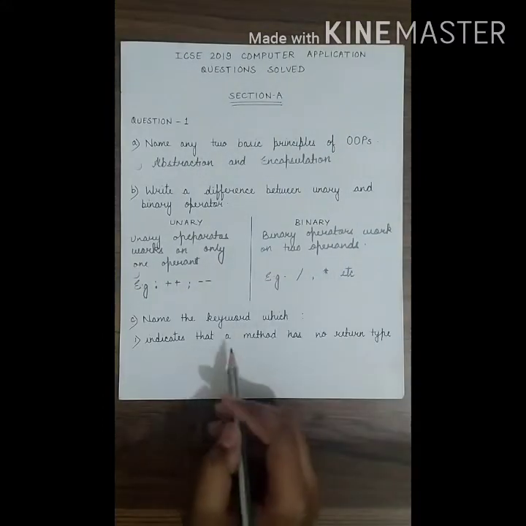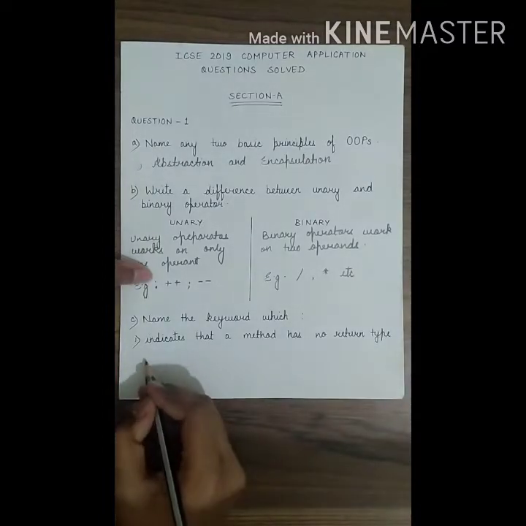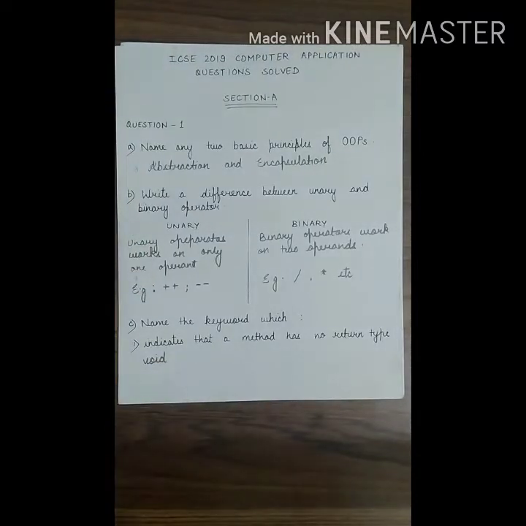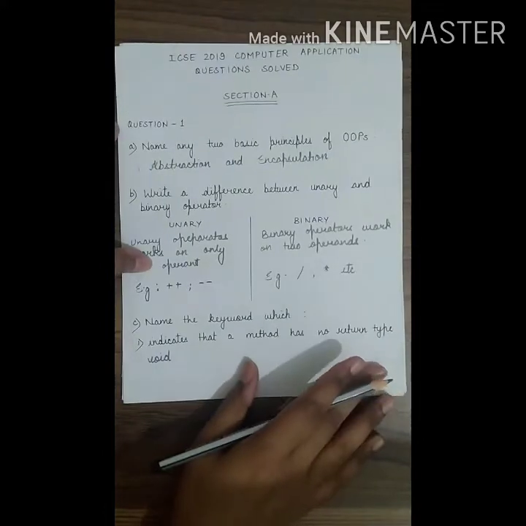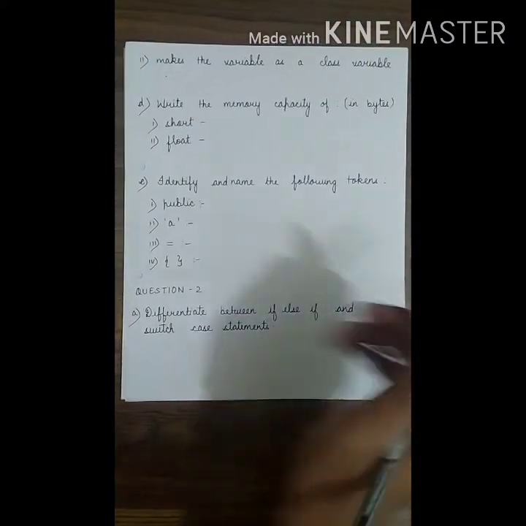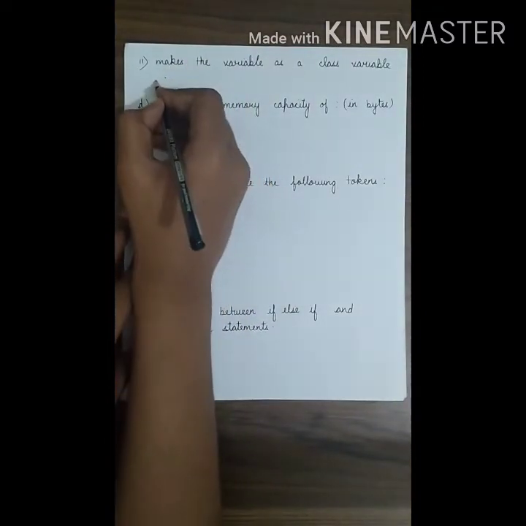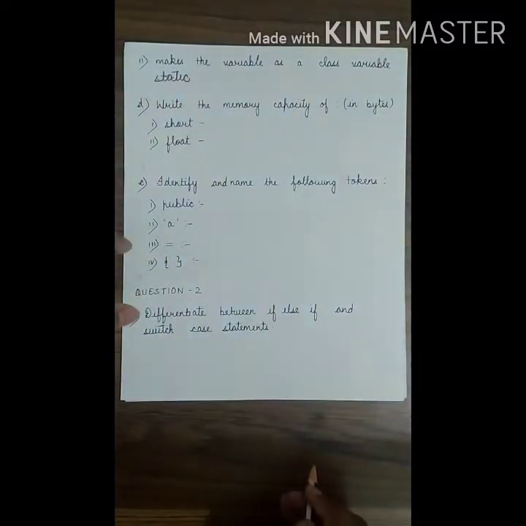Keyword which indicates that a method has no return type. We know that it is the void data type. Void indicates that the method has no return type. Now the second one is the keyword that makes the variable a class variable. So the keyword is static. The static keyword makes the variable a class variable.